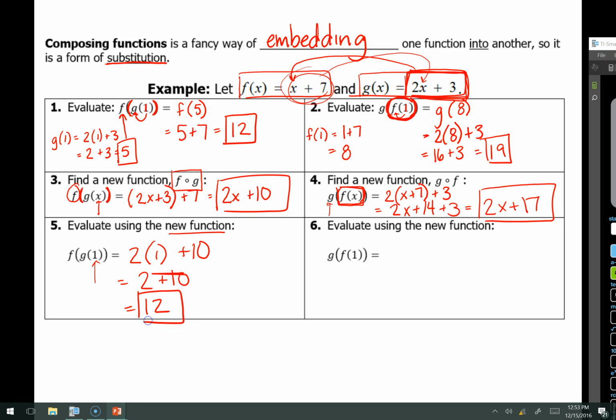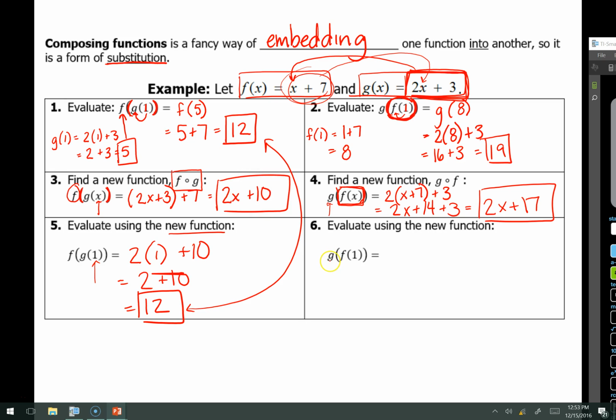Do you notice anything there? Finding f of g of 1 here versus up in number 1 where we found f of g of 1? Do you see that you get the same thing? That will always be the case. When you evaluate the value by plugging it into one and then embedding that in the other, you'll get the same thing as if you compose the two functions together, like we did here, and then plug that value 1 into that new function. Let's look at one more.